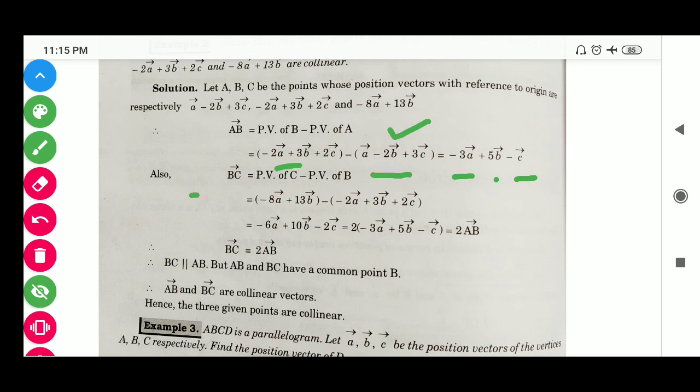By using the given values, we can observe here the answers of AB and BC are the same, but there is just one factor 2 that is different. If we take 2 common, then we get the exact value of AB vector. In this way, BC is equal to twice of AB. So, these points can be collinear and can be parallel, but here AB and BC have a common point B, so they must be collinear vectors. So, in this way we have proved that the three given points are collinear.